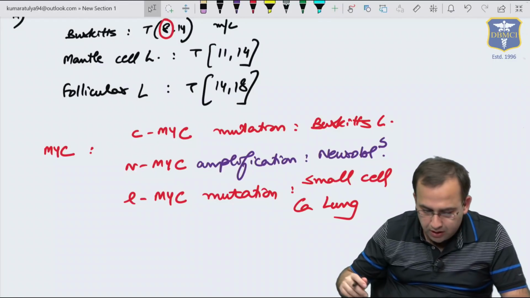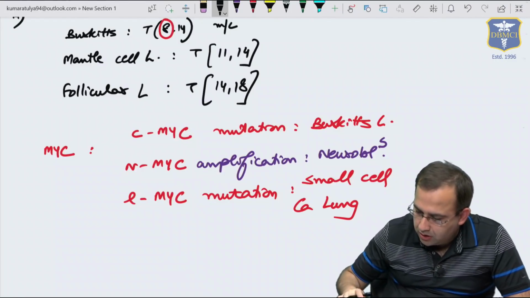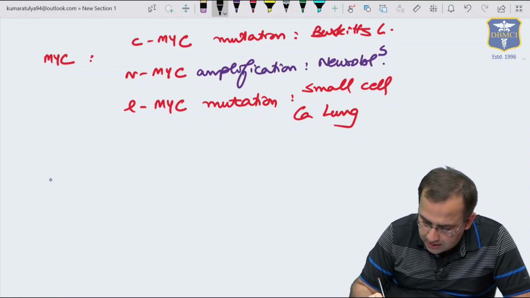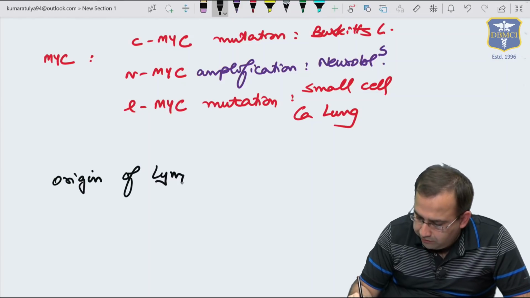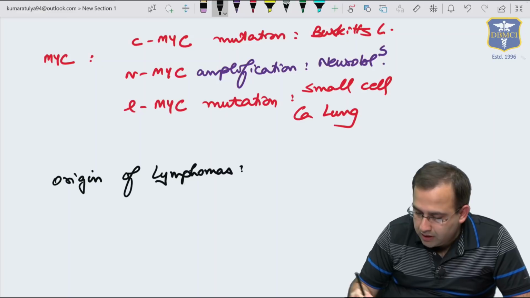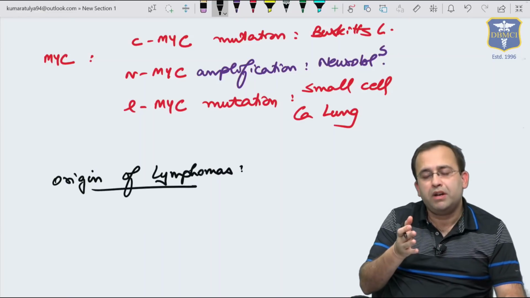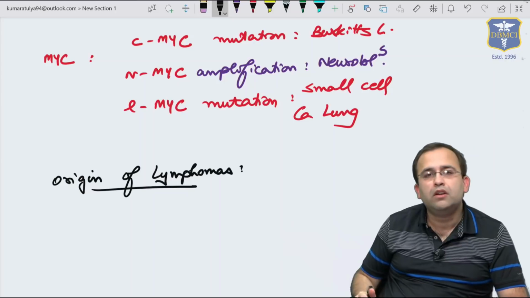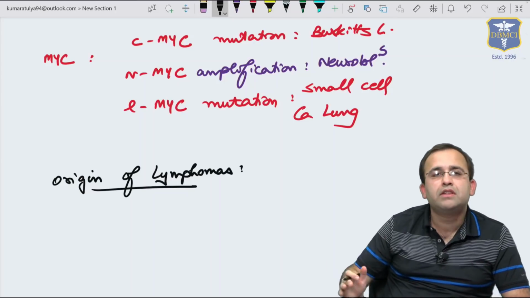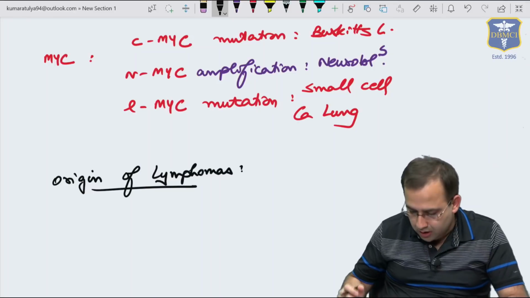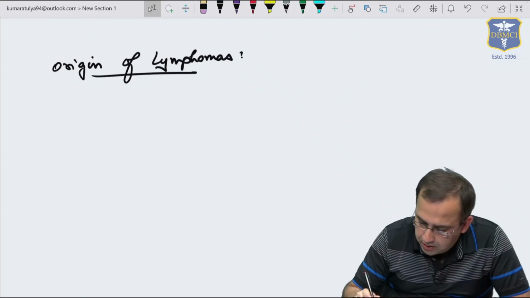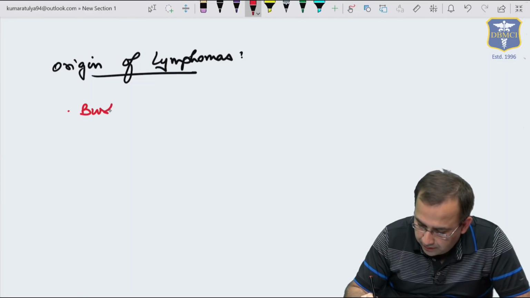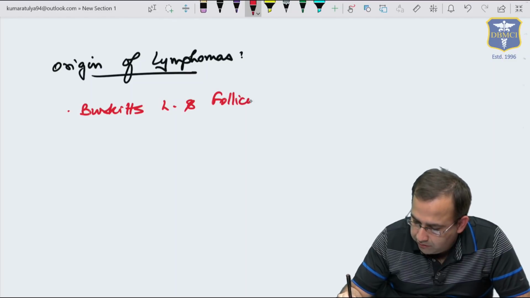Next point. This gets us to the origin of lymphomas. This was last year's November AIIMS question. I need not even tell you this. The topics which are asked in November AIIMS, a few of those are repeated again in the NEET exam of the same year. So we are having this discussion for the NEET 2020 PG. Next, origin of lymphomas. Firstly, the origin of Burkitt's and follicular lymphoma.